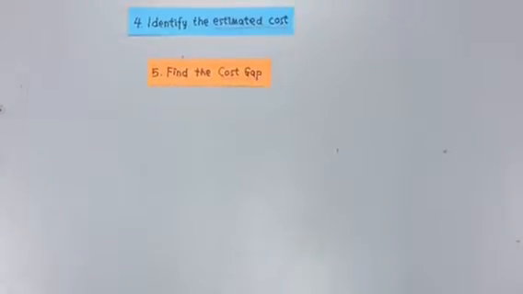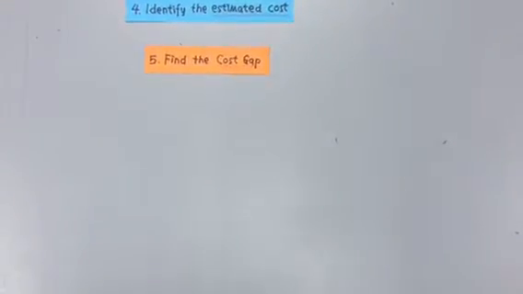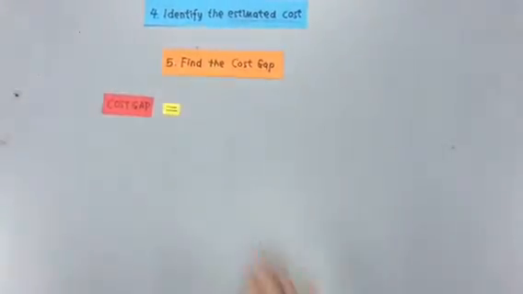the cost gap of these two can be calculated by using the formula: cost gap equals estimated cost minus target cost. The cost gap should be closed.